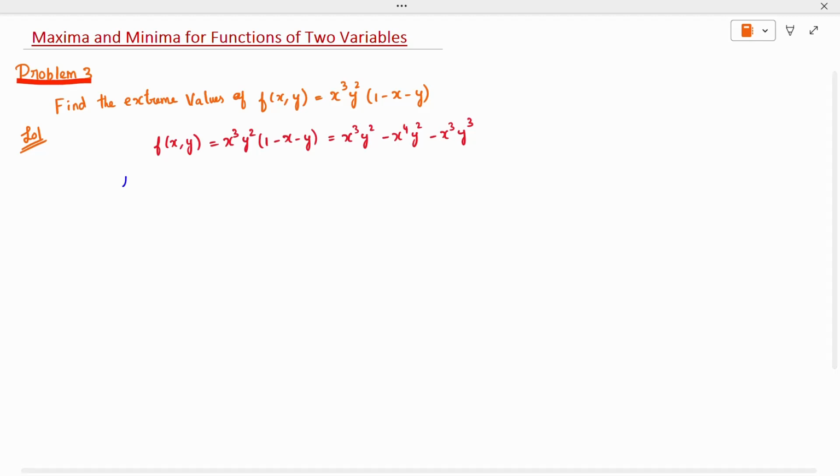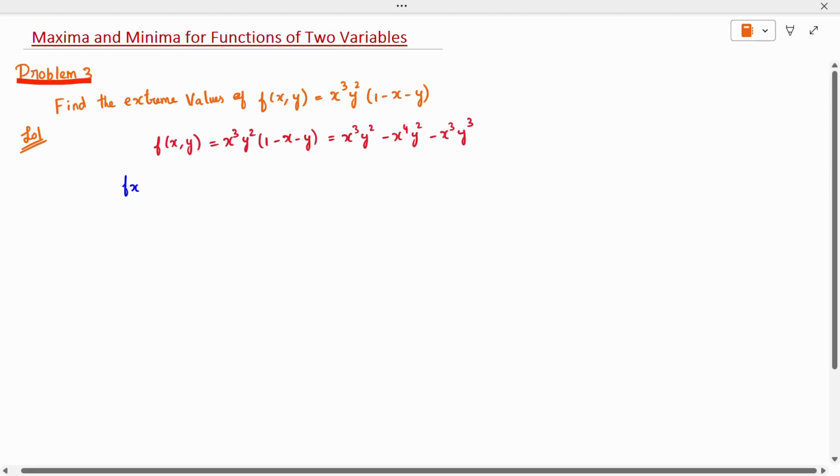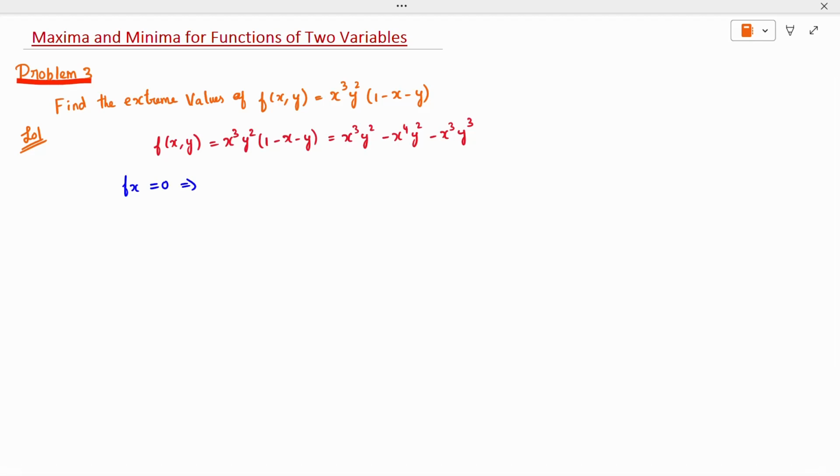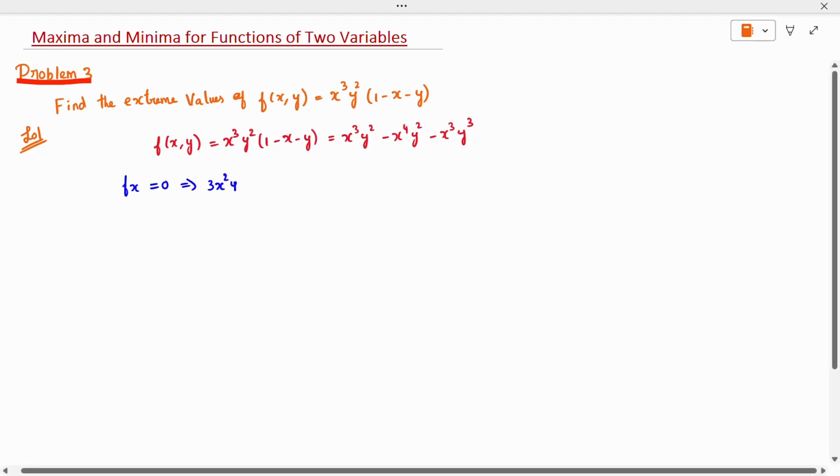We need to find fx and fy. First I will find fx, setting fx equal to 0. When I differentiate with respect to x only, y squared is constant. So we get 3x squared y squared minus 4x cubed y squared minus 3x squared y cubed. So differentiated, it is equal to 0.